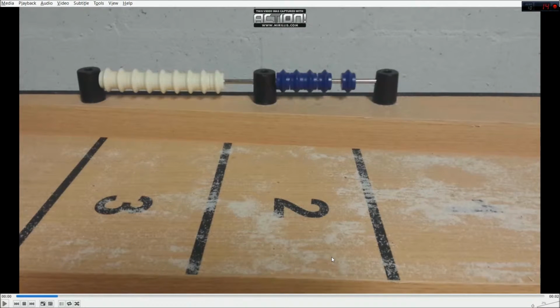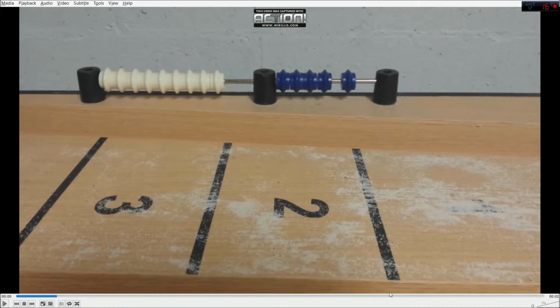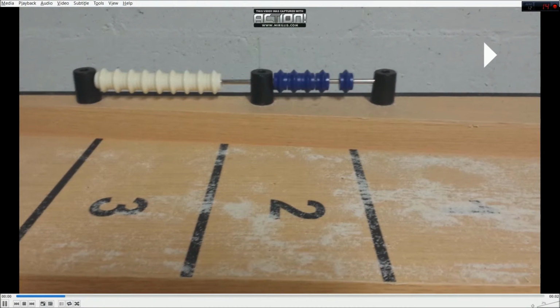Here is video of the shuffleboard disk sliding on the shuffleboard. I will show the video again at a slower speed.